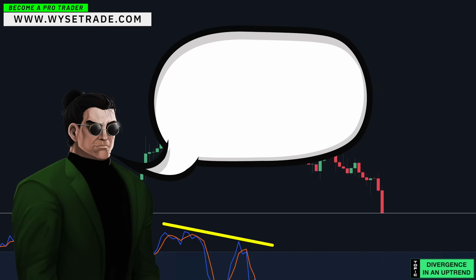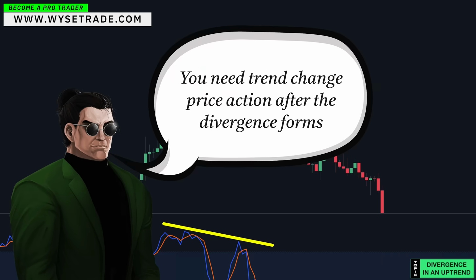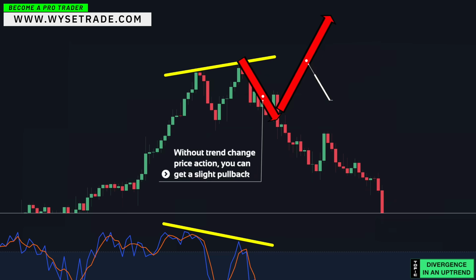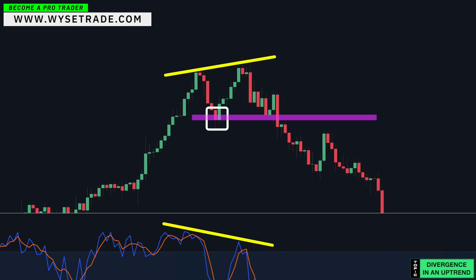Now, as always, you need trend change price action after the divergence forms, or else you can get a slight pullback and price can continue on upwards after. So here was the trend change price action you got. This reversal point here creates a support level.